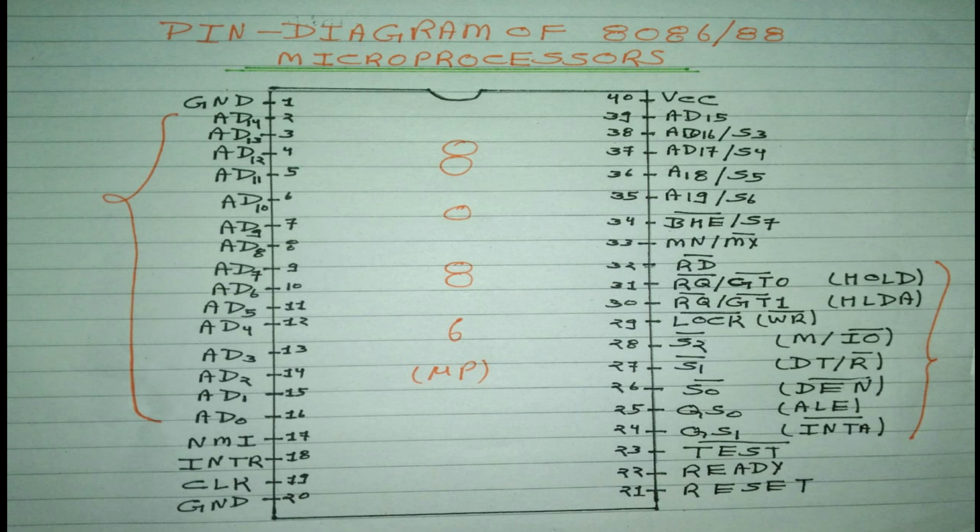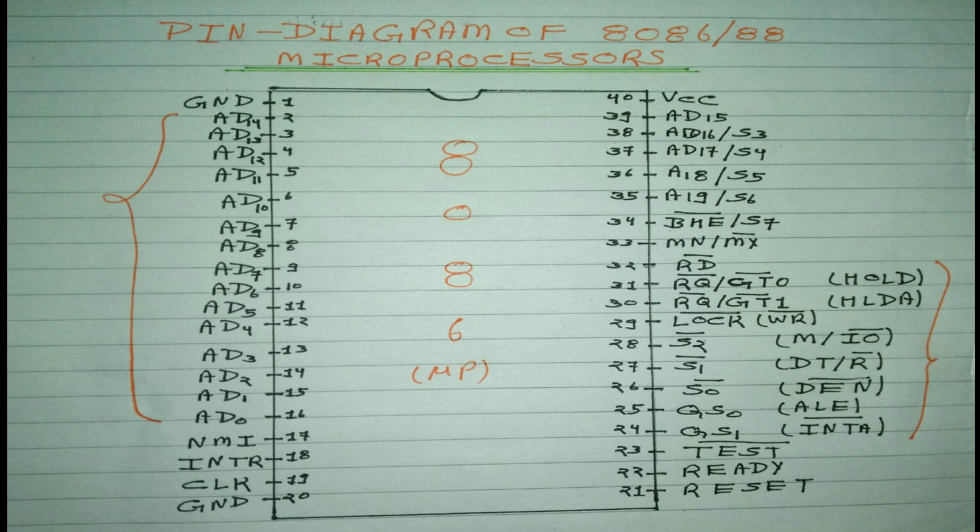Okay, let's move with pin number 23, TEST bar. Okay, the TEST pin is an input that is tested by the WAIT instruction. If TEST bar is logic 0, the WAIT instruction functions as a NOP, as you know, NOP instruction known as no operation. Okay, if TEST is logic 1 or active high, then the WAIT instruction waits for the TEST to become logic 0. This pin is mostly connected to the 8087 coprocessor.